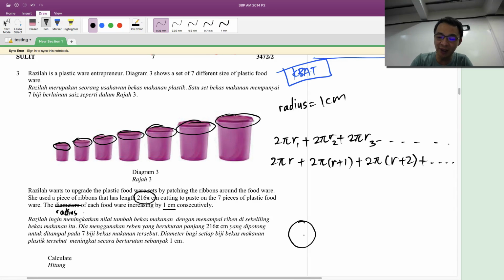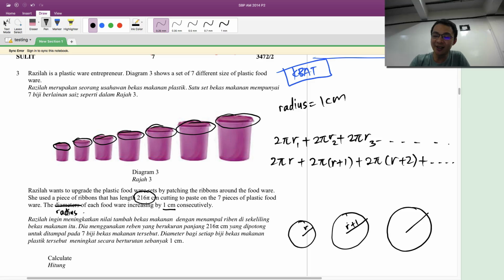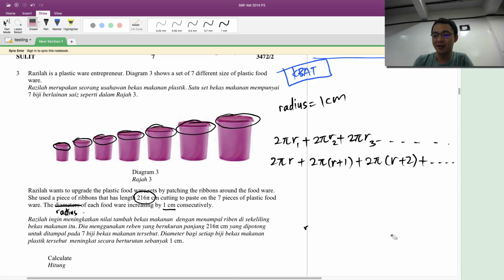If the smaller one I call r, and the bigger one increases by 1 centimeter, whatever r is, let's say r is 10, this one will be 11, right? Because it increases 1 centimeter, so this one is r plus 1. If the radius increases 1 centimeter again, just now already r plus 1, this one will be r plus 2. Okay, so far so good. If you understand, then I'm going to move on.